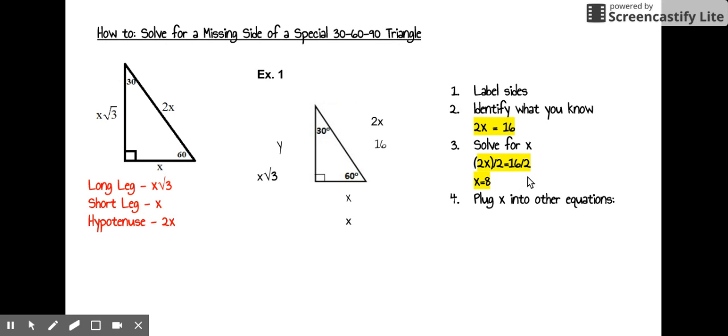Now that we know that x is equal to 8, we can plug x into the other equation. Since x is equal to 8, we know that this side right here is 8, and we know that this side's 16. So now all we have to find is the value of y. If we plug in 8 into x radical 3, that gets us 8 radical 3. So there we have our other side, and there's our answer. We have x is equal to 8 and y is equal to 8 radical 3, or 13.86. Again, you want to keep it in the radical form, most likely, but there's a decimal form, and that is rounded to the tenth.